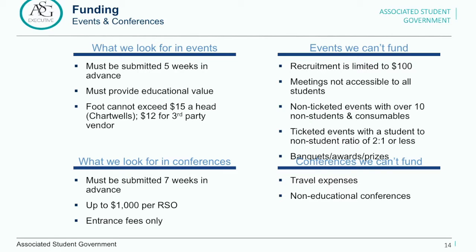Non-ticketed events with over 10 non-students and consumables. So if an event is going to have more than 10 non-students, that's including any faculty or staff, then it has to be ticketed. And it has to be ticketed if there's any consumables. So consumables basically means food or any other consumable item that the attendees could take. And so if you're going to have more than 10 non-students and have consumables, it has to be ticketed.